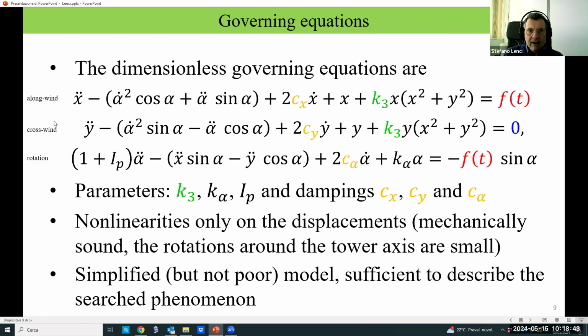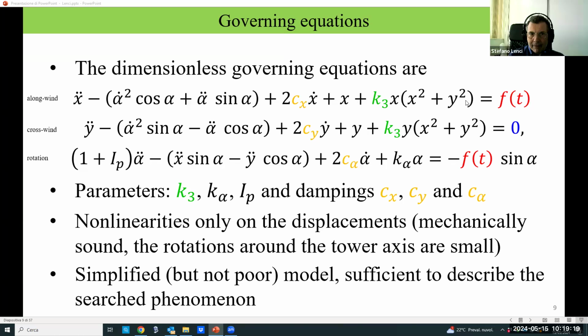So simply this. And here are the equations of motion after nondimensionalization. You see the mass has been set equal to 1, which follows from the nondimensionalization. And you have linear inertia, and nonlinear inertia due to the coupling between along-wind motion and rotations. You can also have damping, of course, linear stiffness, and nonlinear stiffness, which I mentioned before, because we are going to have a nonlinear behavior.